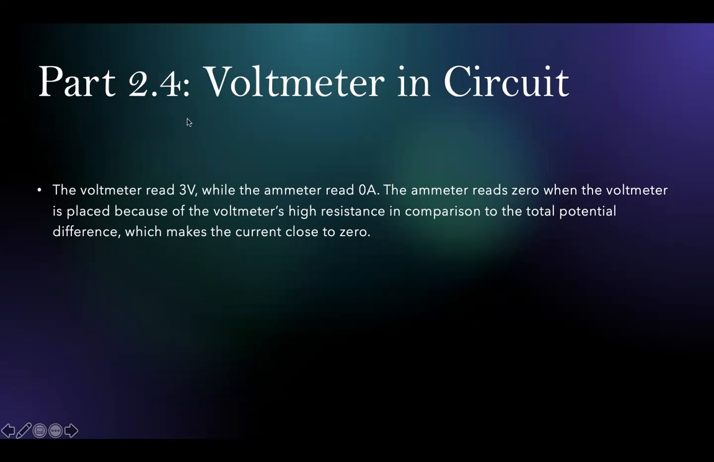In part 2.4, the voltmeter read 3 V, while the ammeter read 0 amperes. The ammeter read 0 because when the voltmeter is placed in the circuit, its high resistance in comparison to the total potential difference makes the current close to 0. This is referencing Ohm's law.